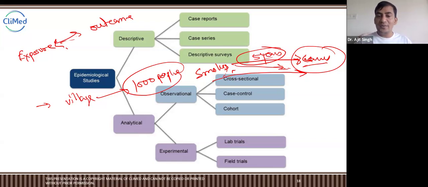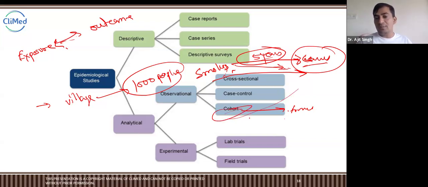Forward direction study means we have the exposure, we are looking for outcome. Focus on that. We have the exposure, we are looking for outcome, right? This is called a cohort study. Forward studies are cohort studies, where we have the smokers, but we are looking for cancer, right? For 5 years, 10 years, long-term longitudinal studies.